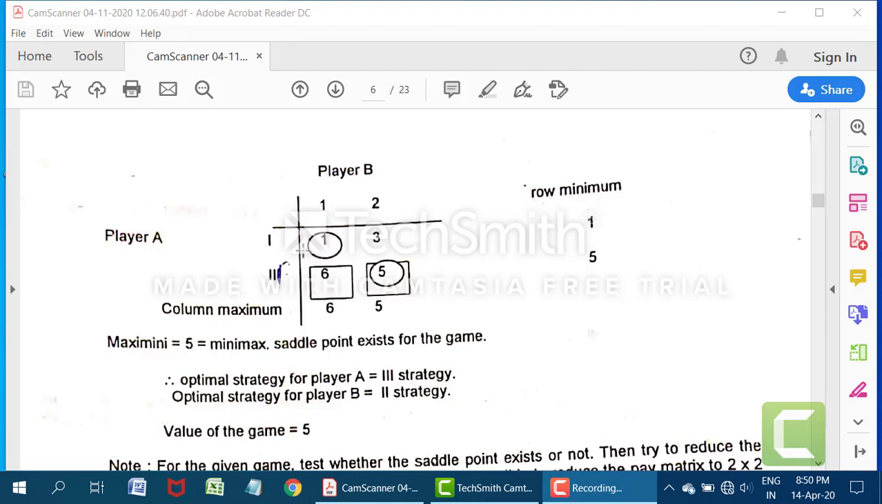So first row minimum, circle it. Second row minimum, circle it. First column maximum, square it.